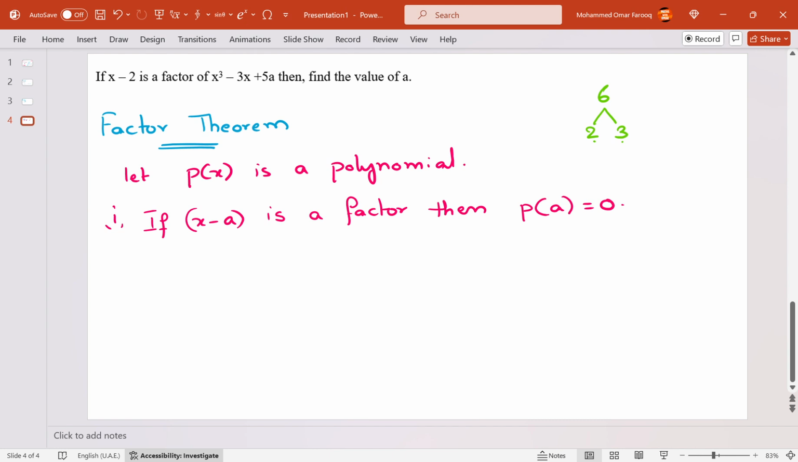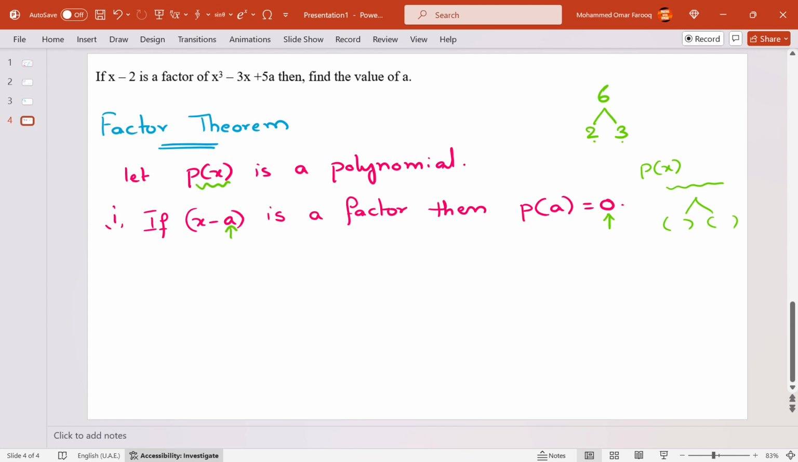Understood, my dear students? So in the same way, whenever we take p of x, some expression or some polynomial, it can be written as a product of two polynomials with degree less than the given polynomial. Okay, so if x minus 2 is a factor, then if you substitute the value of a in the given polynomial, the value of the polynomial becomes 0.